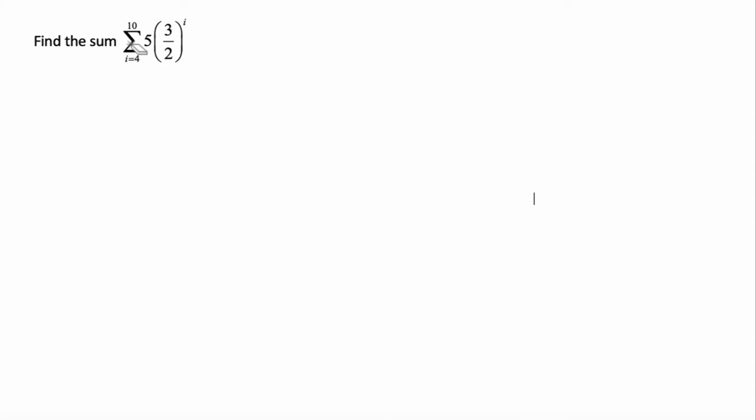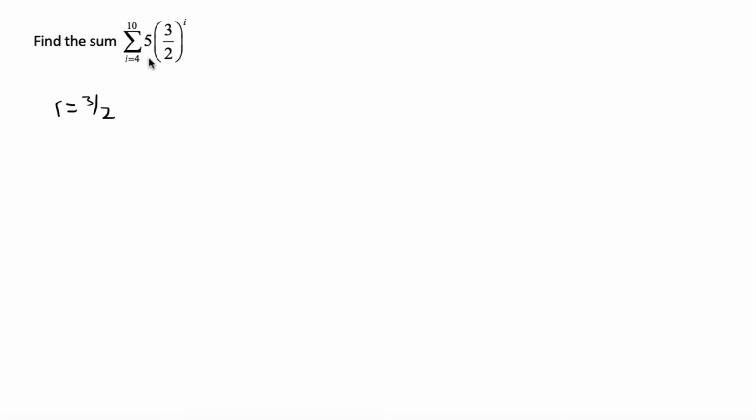All right, so here we want to find the sum of this series. It's the sum as i equals 4 to 10 of 5 times (3/2)^i. One thing we should notice is that this is a geometric series, and we know it's geometric because the i is in the power, and there are no pluses or minuses inside the series anywhere. So really, we can tell that r is going to equal 3/2.